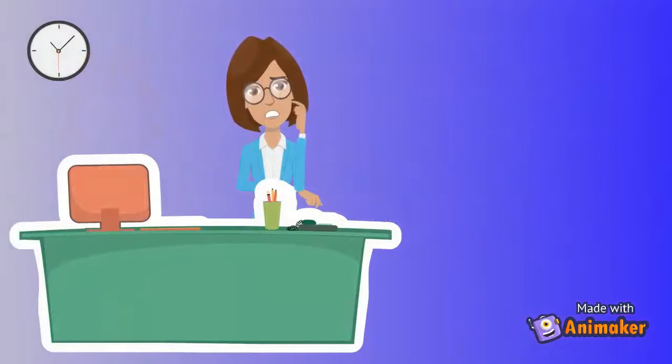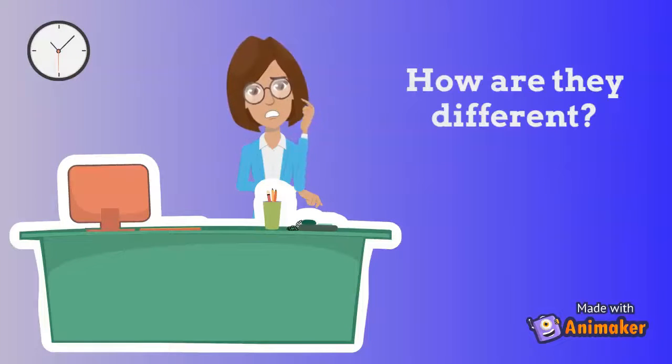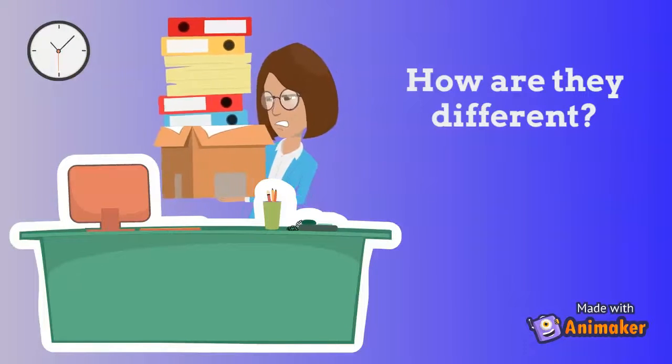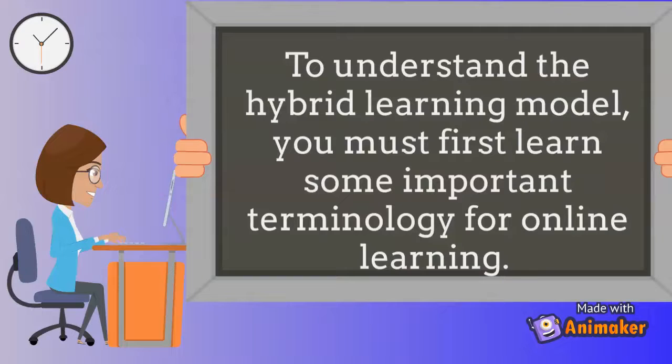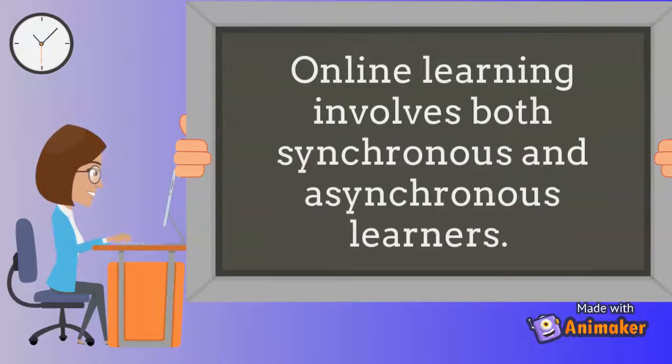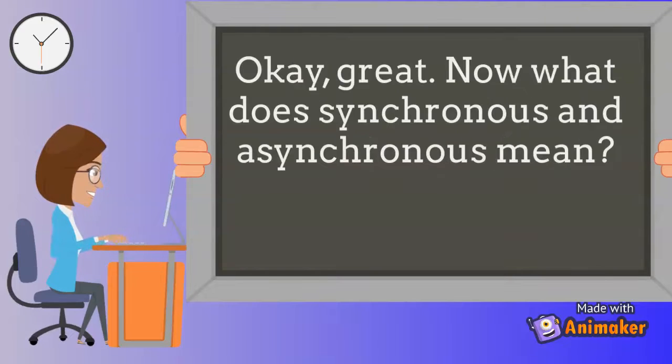But aren't they the same as blended learning? How are they different? To understand the hybrid learning model, you must first learn some important terminology for online learning. It involves both synchronous and asynchronous learners. So what does that mean?